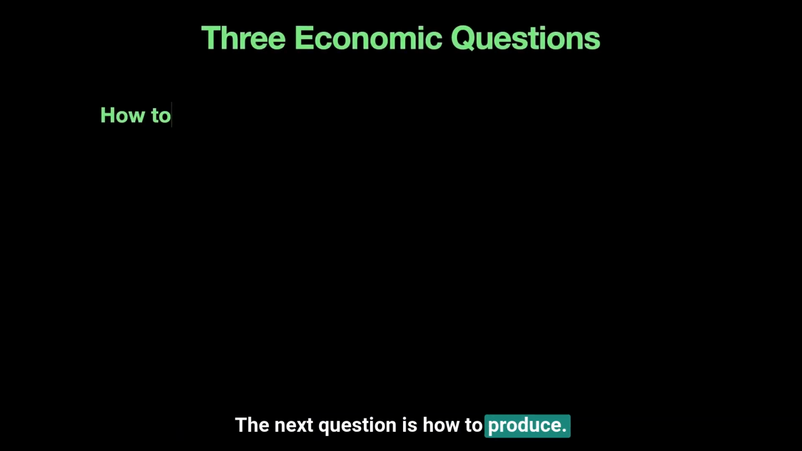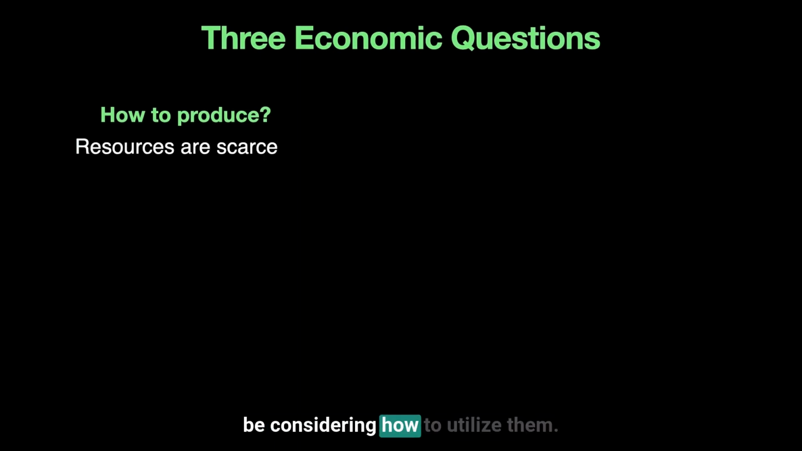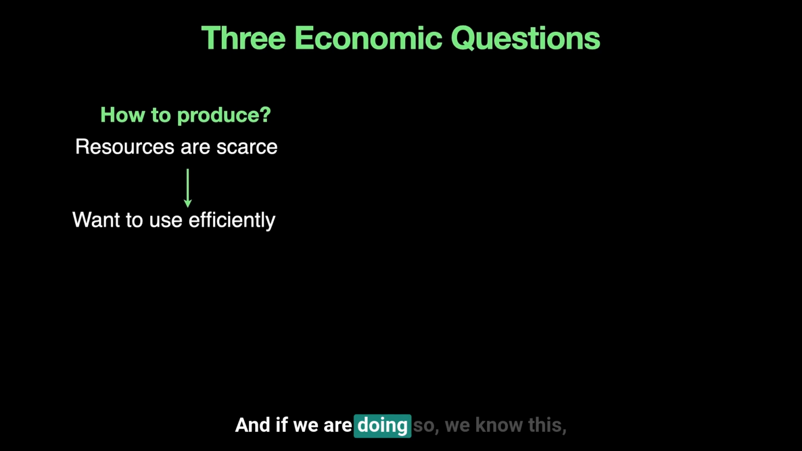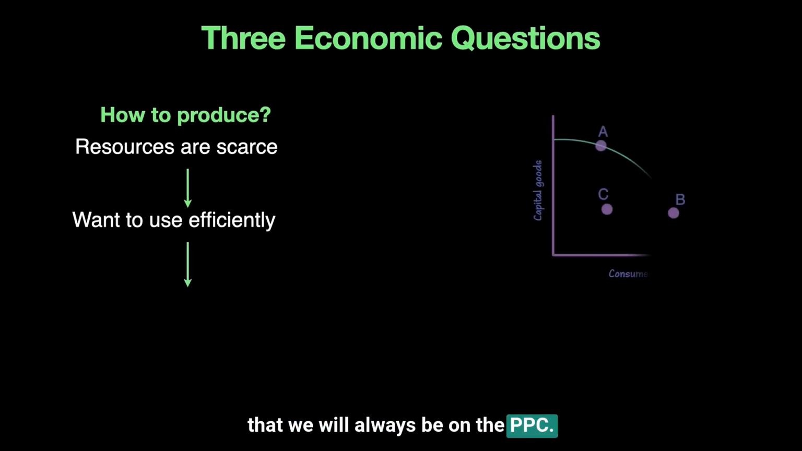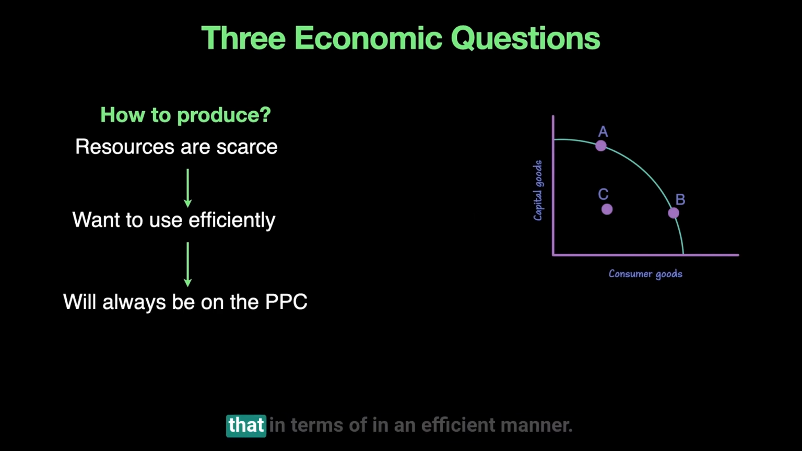The next question is how to produce. Now, we know that because resources are scarce, we need to be considering how to utilize them. We want to make sure that the way we use our land, labor, capital, enterprise, we are using it as efficiently as possible. And if we are doing so, we will always be on the PPC. So if I get the answer right to how to produce, and we do that in an efficient manner where all the resources are fully and efficiently employed, then we will make sure that we will always be on the PPC and not under the PPC, like at point C.